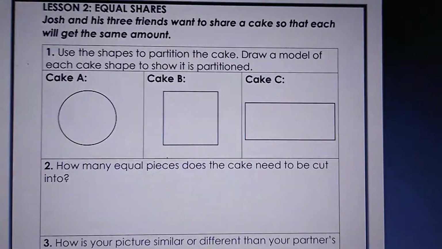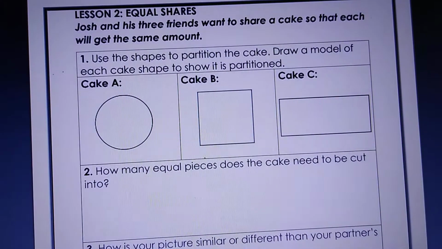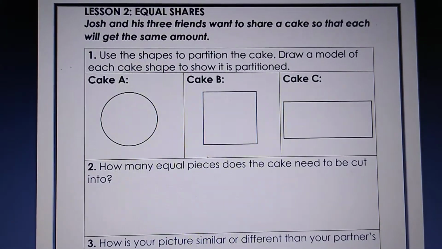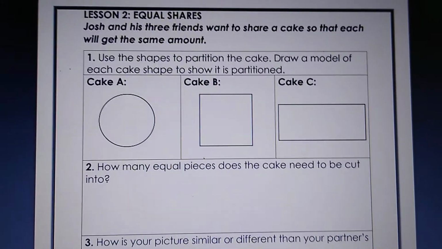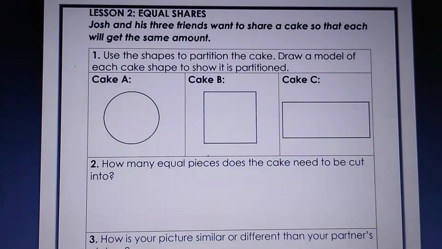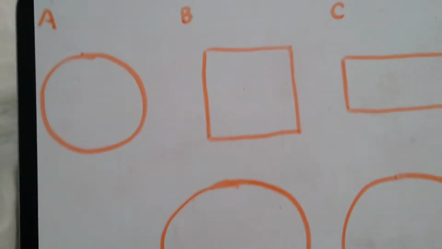It's called Equal Shares. Josh and his 3 friends want to share a cake so that each will get the same amount. Number 1, use the shapes to partition the cake. Draw a model of each cake shape to show it is partitioned. And we have 3 cakes. So I'm going to put those that I drew in front of us.